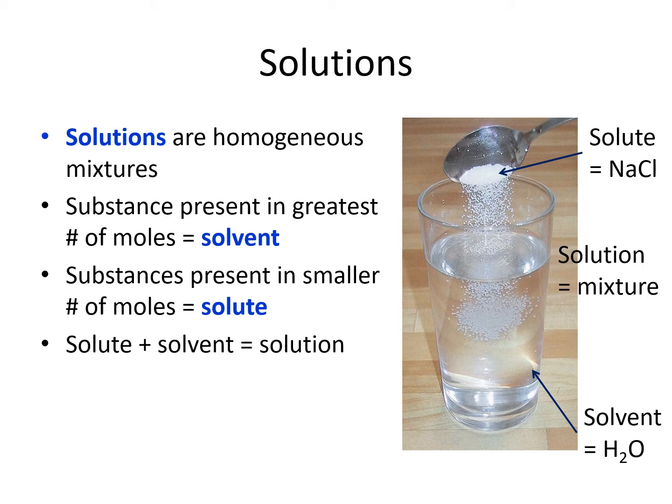For example, when we dissolve salt into water, the water is present in a greater number of moles, so it's the solvent. The substance present in the smaller number of moles is called the solute. In this figure, the sodium chloride is the solute. There's less of it. Together, the solvent plus the solute makes the solution. The solution is everything together.